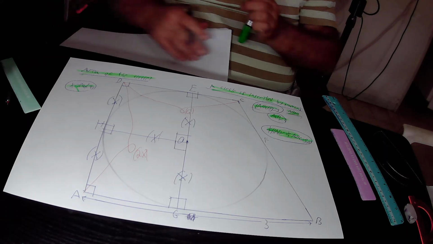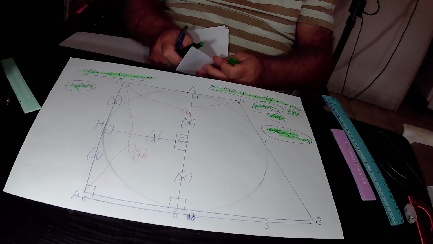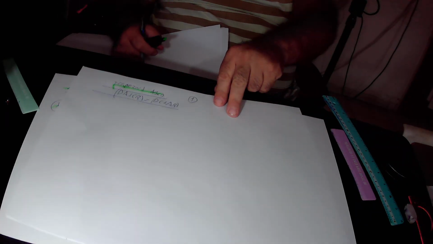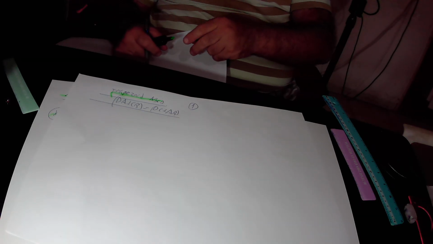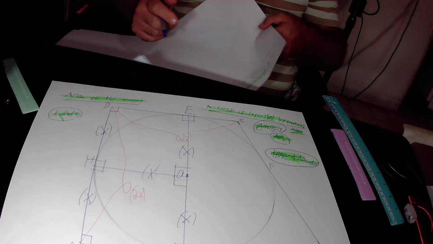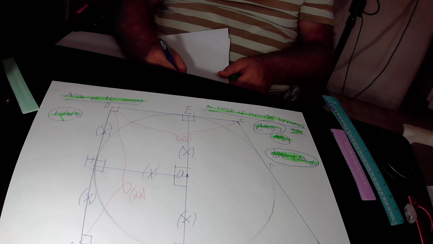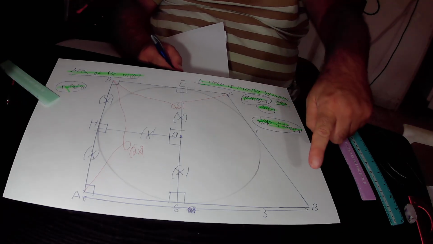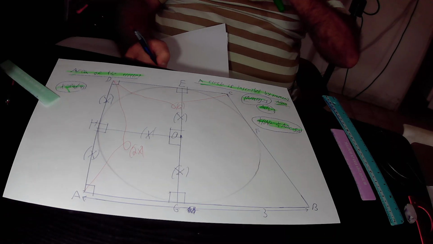Repeat again. In trapezoid ABCD, we want to prove that DA plus CB equals DC plus AB. DA is 2x, plus CB. CB is the missing side, so we leave it as it is.